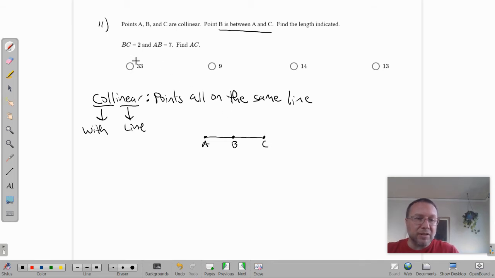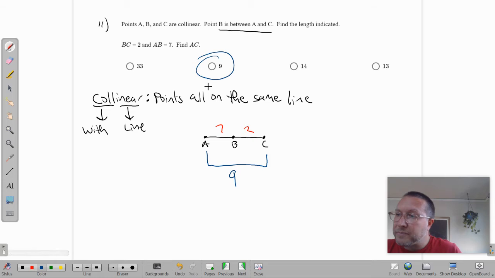And then BC is equal to 2, so we'll fill that in. And then it says AB is equal to 7, and it says find AC. Well, AC is just the whole distance. It's the same idea of part plus part equals the whole. So if part of the trip was 7 and the other part of the trip was 2, that means the whole trip was 9. So AC would be equal to 9. All right, so either pause here or we will move on to the next.